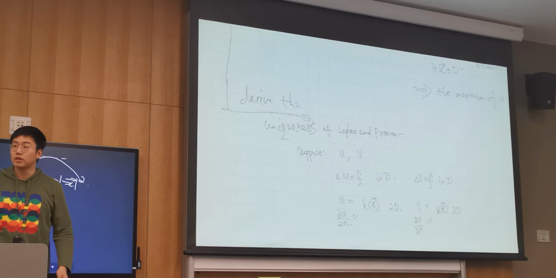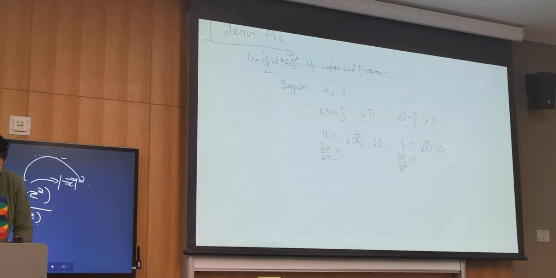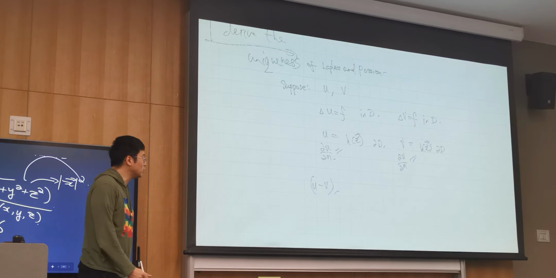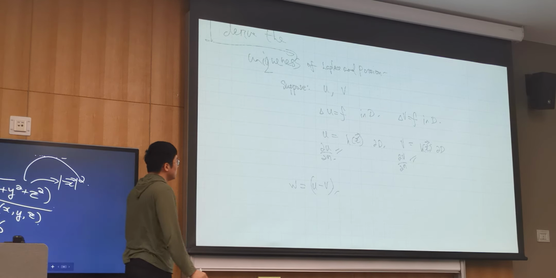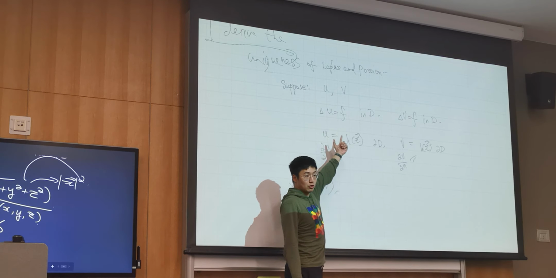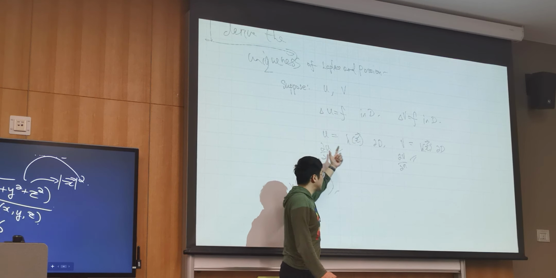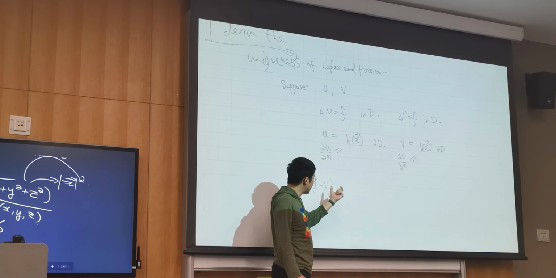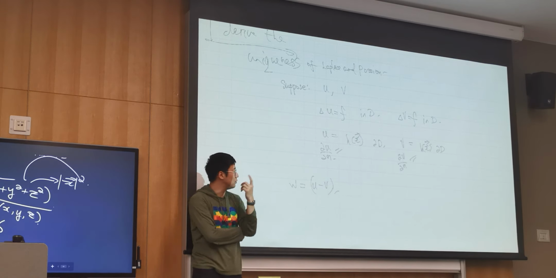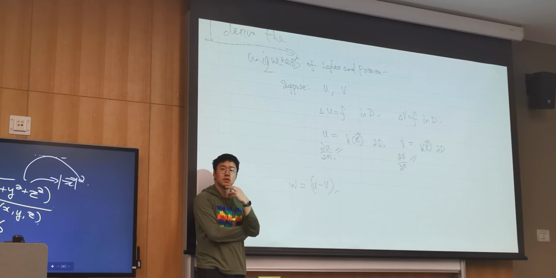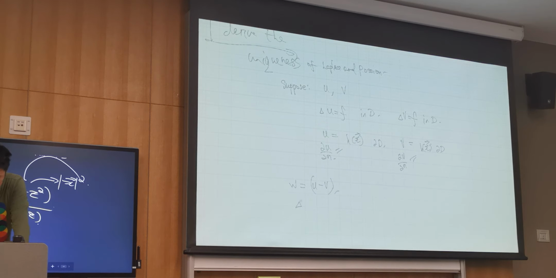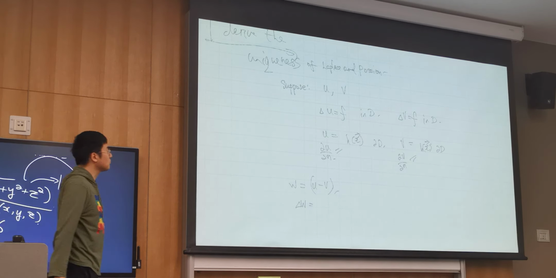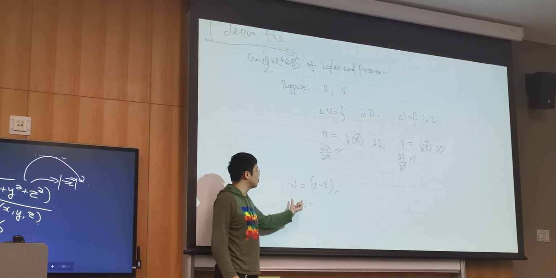Now, what can I say about u minus v? Let's say my w equals u minus v. U and v satisfy exactly the same equation in the domain, and they satisfy exactly the same boundary condition on the boundary. What can I say about the difference w, which equals u minus v? First of all, what can I say about the Laplace of w? It's 0.